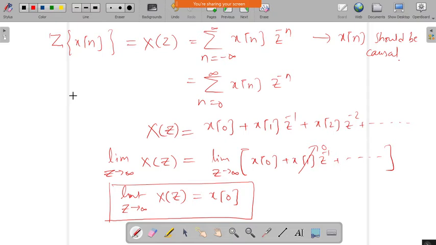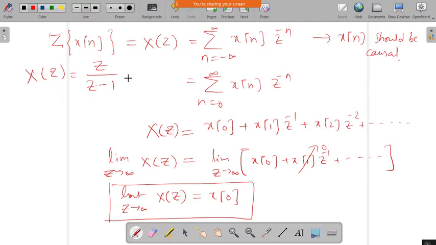Now if I take an example, so if I know the X of z like this, okay, just the z transform, something like z by z minus 1. So this actually we know the time domain signal, because we have already done the z transform of the unit step function, which will give this one.